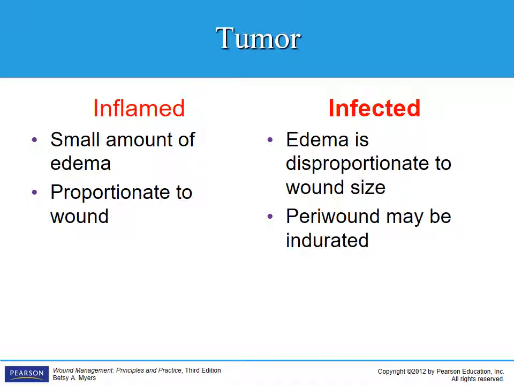Two more is swelling with an inflamed or inflammatory process. You see a small amount of edema, and it's proportionate to the wound. Again, going back to a total knee replacement, you'll see some swelling right around the incision site. When it's infected, the edema is entirely disproportionate to the size of the wound, and the whole area around the wound, the peri-wound, may be very indurated, very hard, very swollen. You need to think infection when you see that kind of swelling.